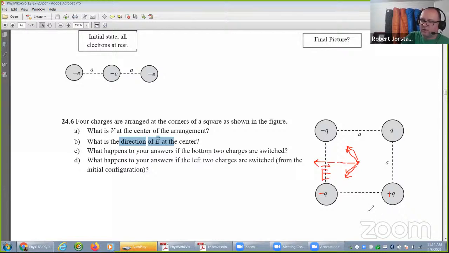Now, the moral of the story is this: just because voltage is 0 does not mean electric field is 0. I like to think about this in terms of throwing a ball up in the air. When you throw a ball up in the air, velocity in the y direction is equal to 0 at max height, but the acceleration in the y direction is not equal to 0 at max height.